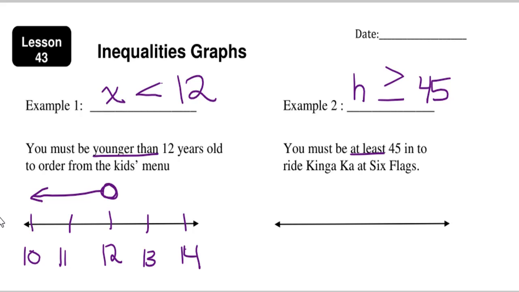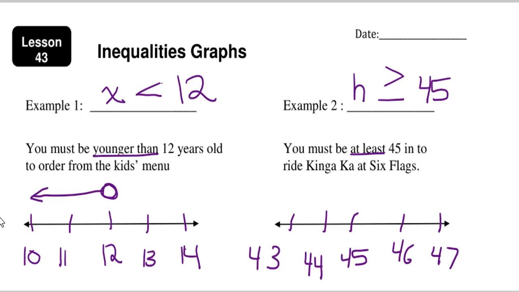Over here, we talk about height. So 45 obviously is a key number that needs to go on my number line, and then I'm going to do that same thing. I'm going to add 2 numbers to the right of that number, and I'm going to add 2 numbers to the left of that number. I'm going to space that a little too much. You have to be at least 45, so h could equal 45. If I'm 45 inches tall, that's okay. So I'm going to color that dot in on 45. But I also could be greater, which is in this direction. These numbers are greater than 45.